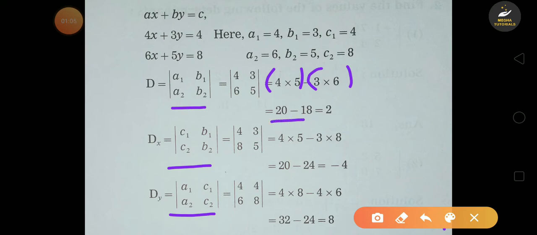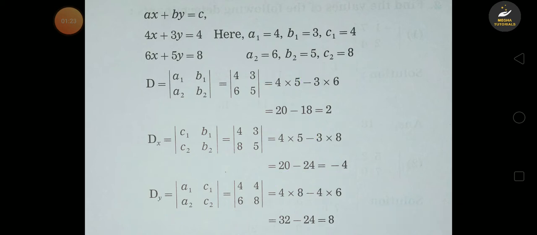Then for dx, 4 8 3 5. So 4 into 5 minus 3 into 8, that is 20 minus 24, we will get minus 4. Then dy, 4 6 4 8. Then 4 into 8 minus 4 into 6, that is 32 minus 24, you are getting 8.